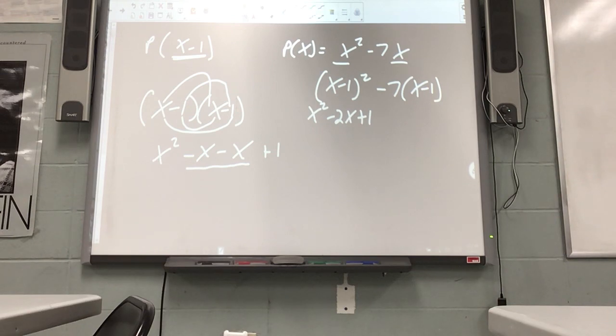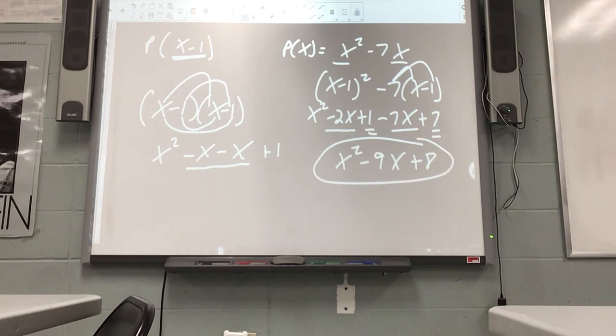Now before Riley asks, we need to go to the -7, right, Riley? Distribute that. So it's going to get me minus 7x plus 7. And then we'll combine: we got a -2x and a -7x, -9x, and then we got a 1 and a 7.